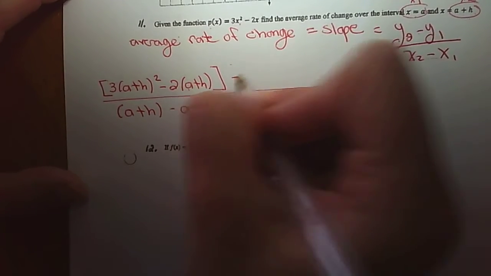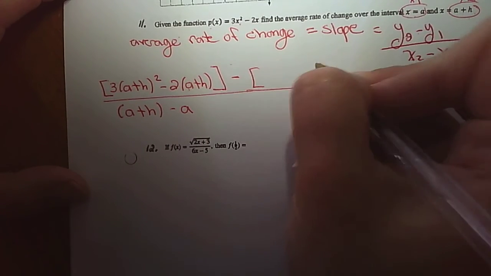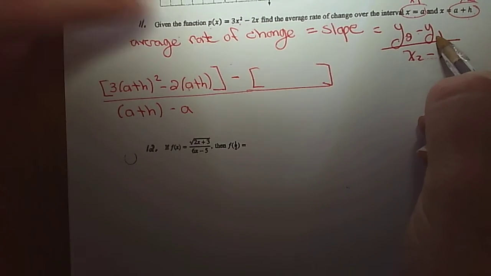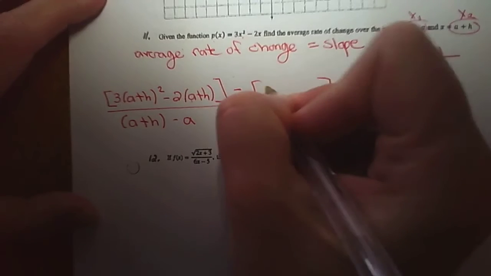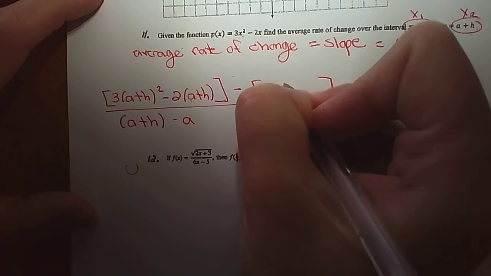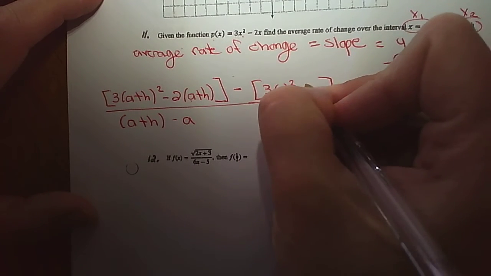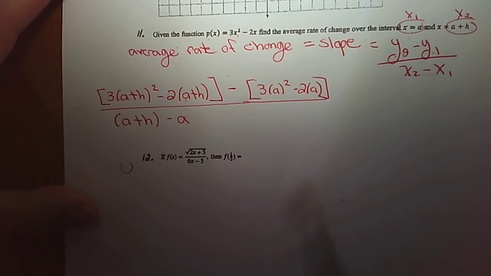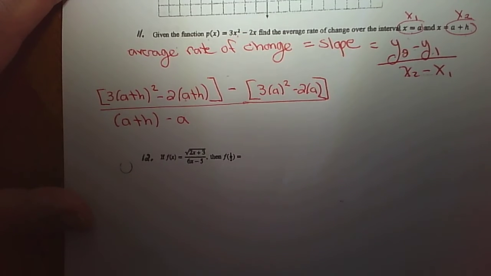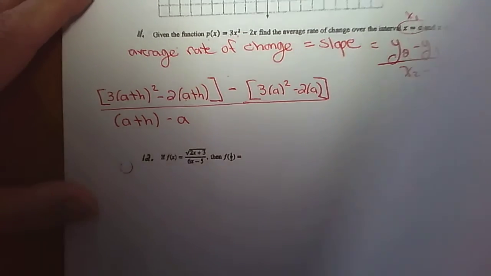Now I have to subtract from that, let me make another bracket, y1, which means go to this equation and plug in x1, which is a. So it's going to be 3a squared minus 2 times a. And now this is what we want to solve. All right, so I'm actually going to jump to another piece of paper so you can see a little better.